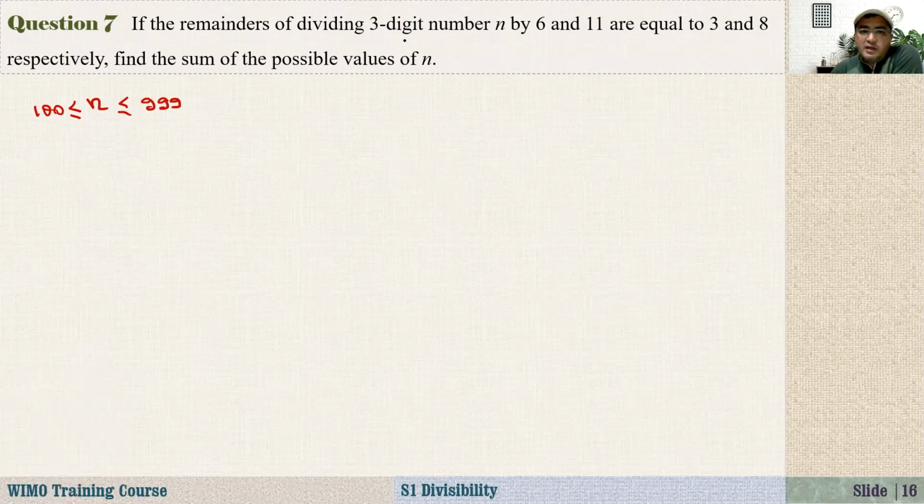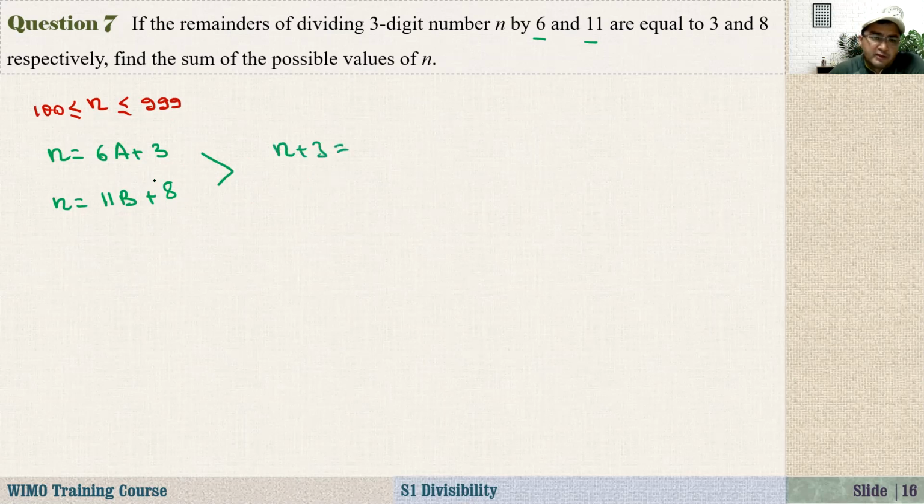So it says that the remainders of dividing 3-digit number n by 6 and 11 are equal to 3 and 8. So that means that n, if you divide this by 6, let's say here we have a, the remainder is 3. And if you divide this n by 11, the quotient is b, the remainder is 8. And find the sum of the possible values of n. So again here, as you see, if I just add 3 here, what do we have? N plus 3. On the right-hand side, we have 6a plus 3 plus 3. That is 6 times a plus 1. The second one, also, if we just add 3, the number is divisible by 11.